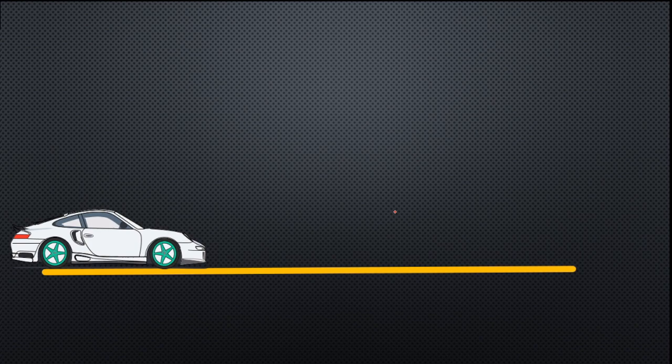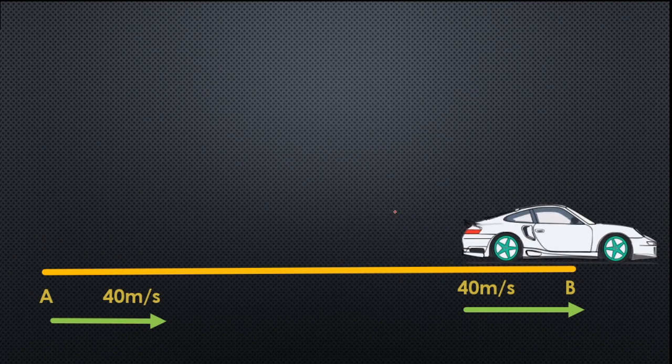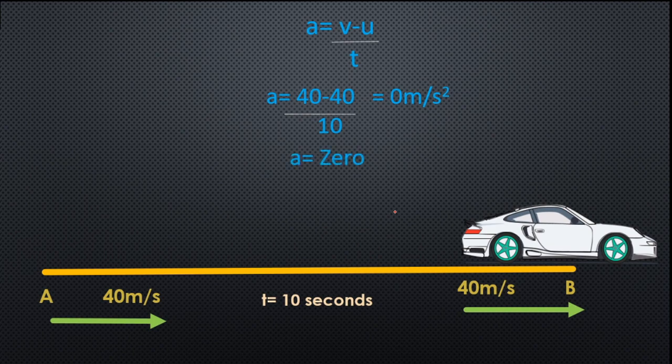Now, let us consider another example. A car is moving on the road with a velocity of 40 meters per second. After some time, its velocity is the same, 40 meters per second, in 10 seconds. Now, in this case, there is no increase or decrease in the velocity, or we can say there is no change in the velocity with respect to time. So, if I calculate the acceleration, it will come out to be 0. So, this is the example of zero acceleration. When there is no change in the velocity of an object with respect to time, that acceleration is zero acceleration.